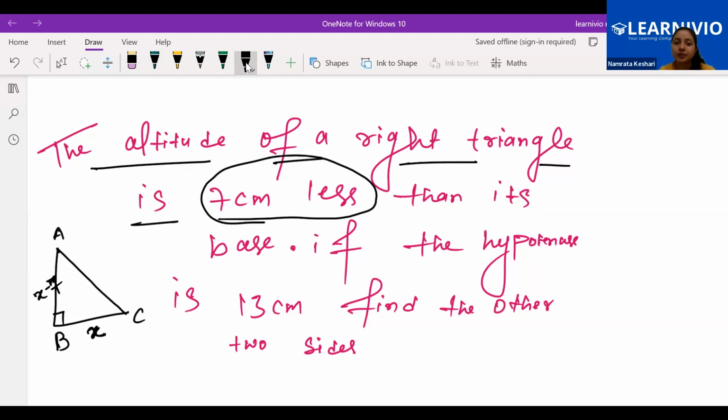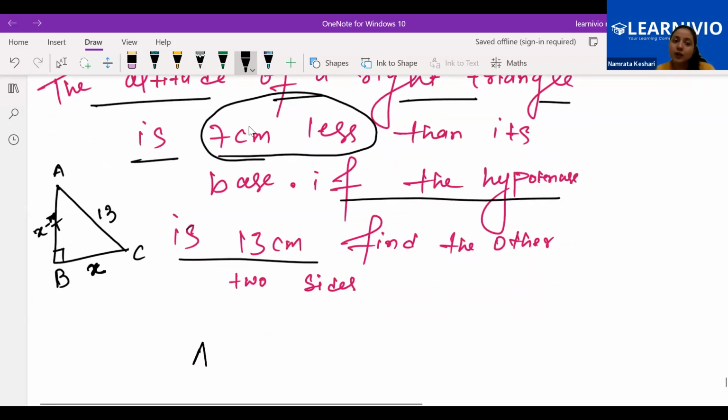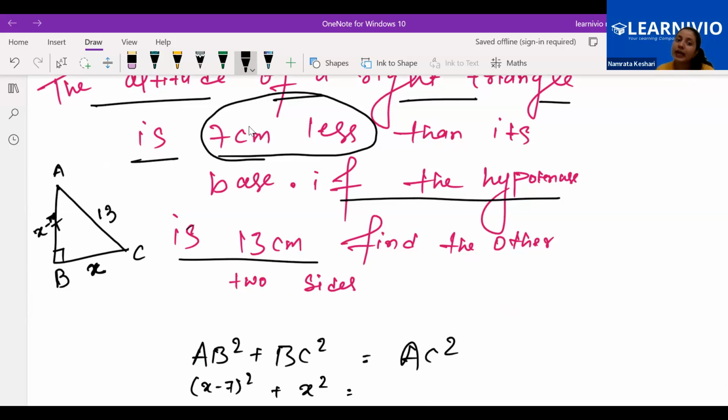Okay, this is the altitude. If the hypotenuse is 13, that is given. Hypotenuse is given over here, that means 13 centimeter. Find the other two sides. Again, Pythagoras theorem. We will be using the Pythagoras theorem whenever it is about the base, the height and the hypotenuse of a right angle triangle. We know a magical formula, that is Pythagoras theorem. So we can say that AB square plus BC square is equals to AC square. According to your assumption, AB is x minus 7 whole square, BC is only x square, and AC is 13 square.